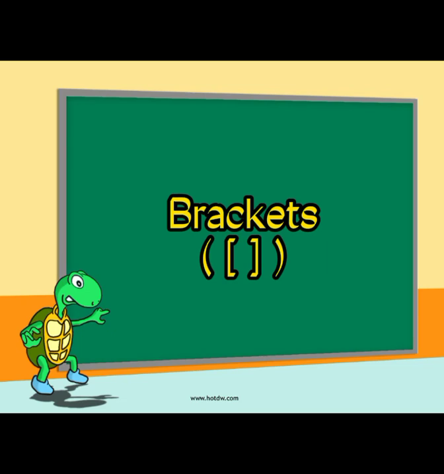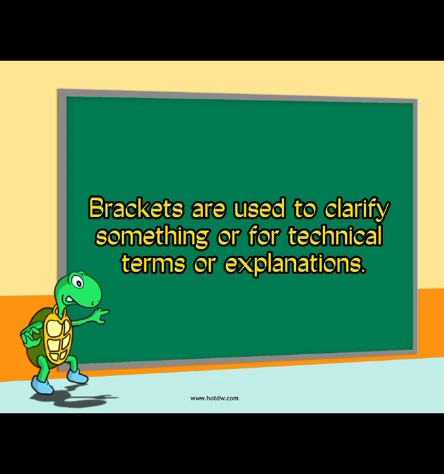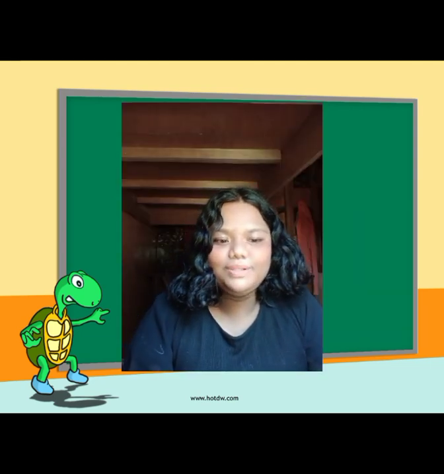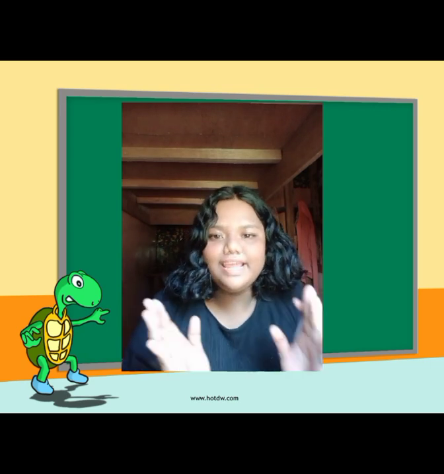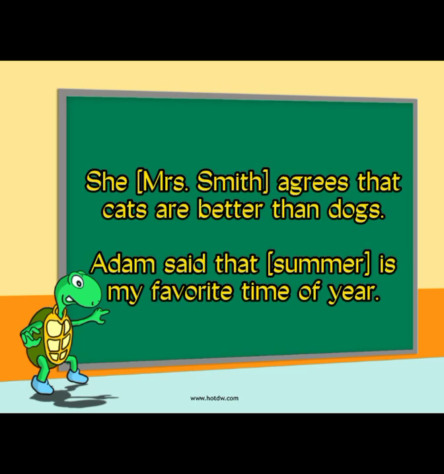Next, we have the bracket. So what is a bracket? Brackets are used to clarify something, such as technical terms or explanations. They can also be used to clarify a subject when quoting another person or text. So here are some examples. She agrees that [cats] are better than dogs. Adam said that [summer] is my favorite time of year.